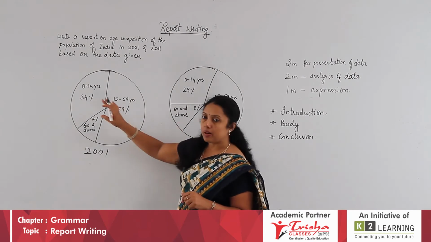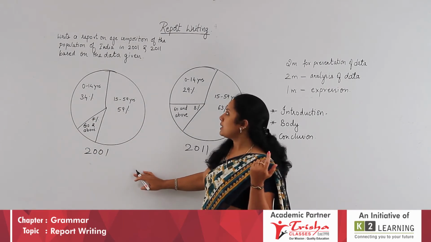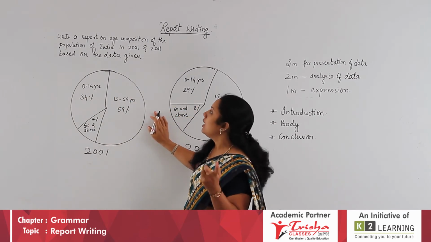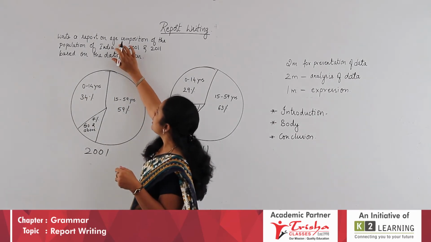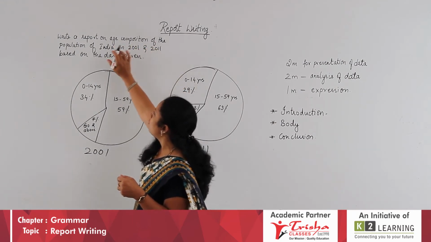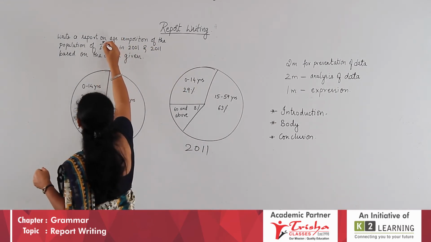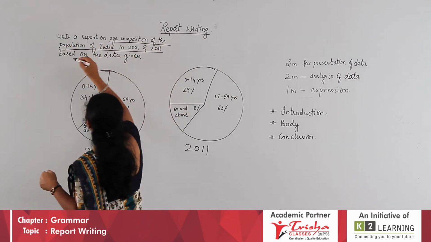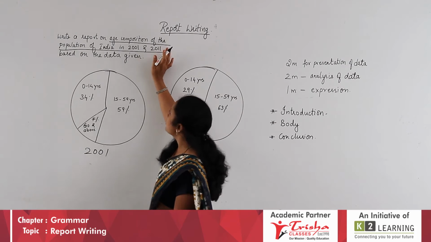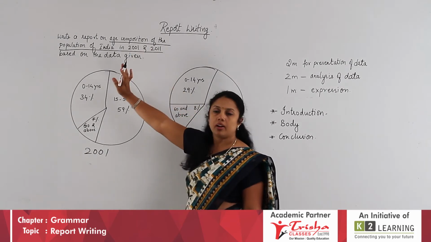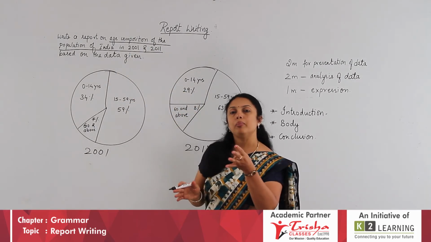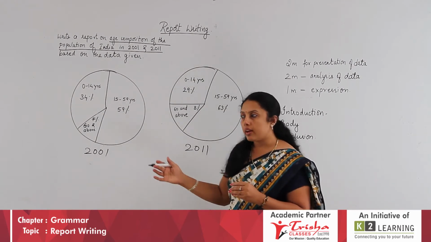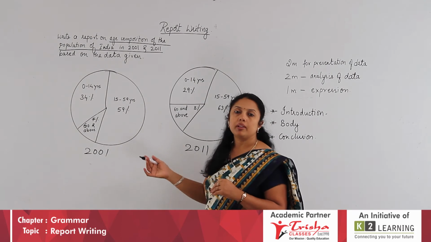The introduction part of it, you begin the report by saying that the above pie charts given show us the age composition of the population of India in the years 2001 and 2011. So whatever I have underlined in the question, that will be your title, or your introduction. Now gradually you will start developing the report.